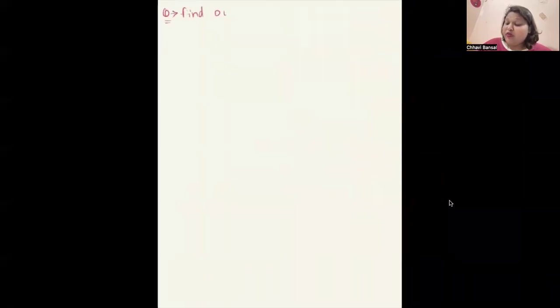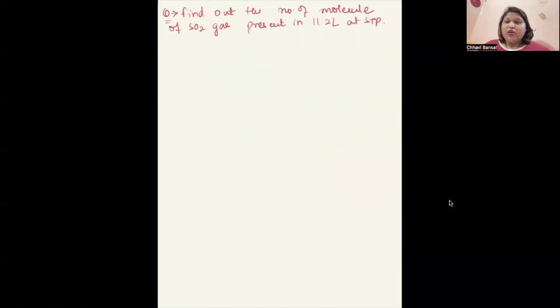Find out the number of atoms. But instead of atoms, let's take molecules first. Number of molecules of SO2 gas present in 11.2 liters at STP. Okay.